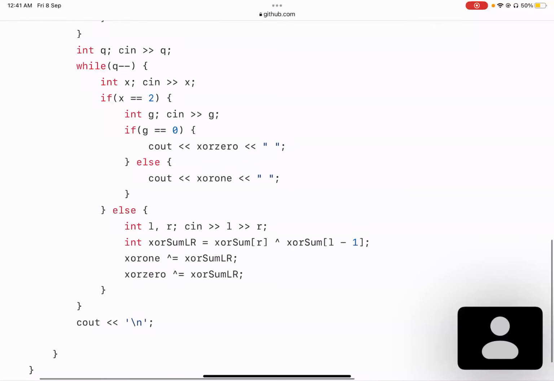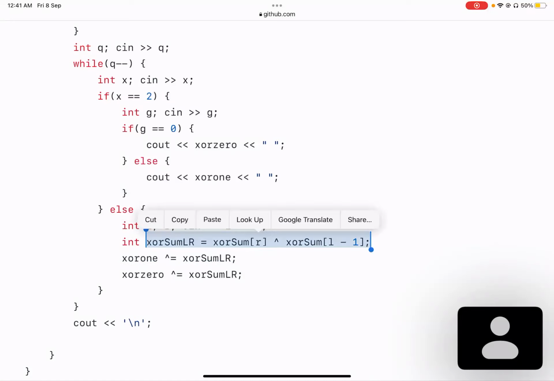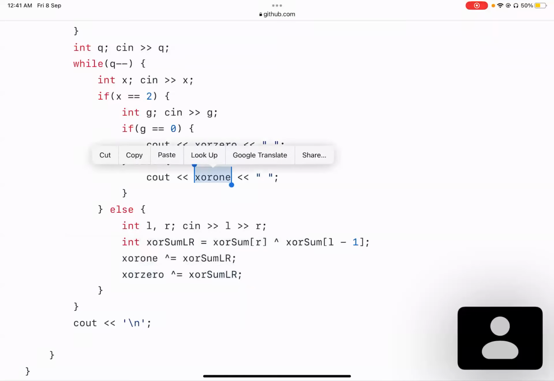Now if you have a query of type L comma R, then as I told you in the implementation part, we will first find the XOR of L to R, and then just update XOR 1 and XOR 0 with it. And if the question asks a query of type 2, in which it says to find the XOR of all those indexes which correspond to 0, we will directly return XOR 0 or XOR 1, as we already have the value. That's the coding part, the small part.